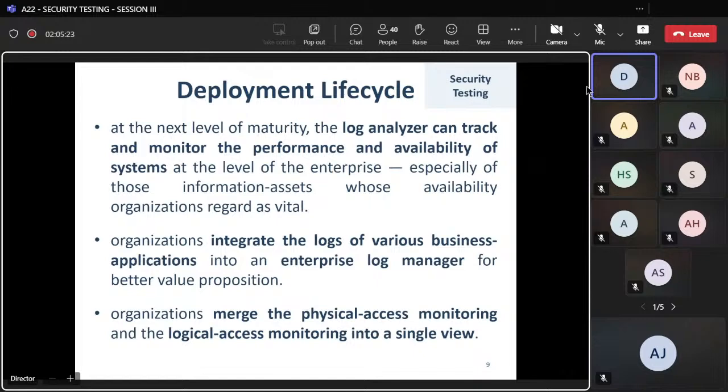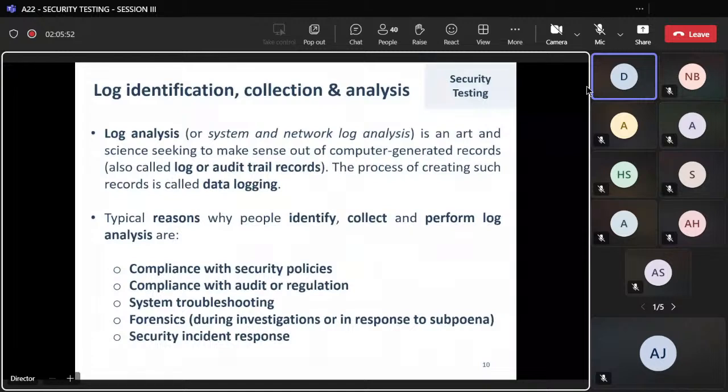Because it can provide a kind of single view, I can say, of a repository of these logs, where you will have the complete view of what's happening in your environment. Organizations even merge the physical access monitoring and the logical access monitoring into a single view. There are a few integrated solutions available where they can integrate both the physical access monitoring as well as the logical access into a single view. And also they'll be trying to perform a kind of log analysis.